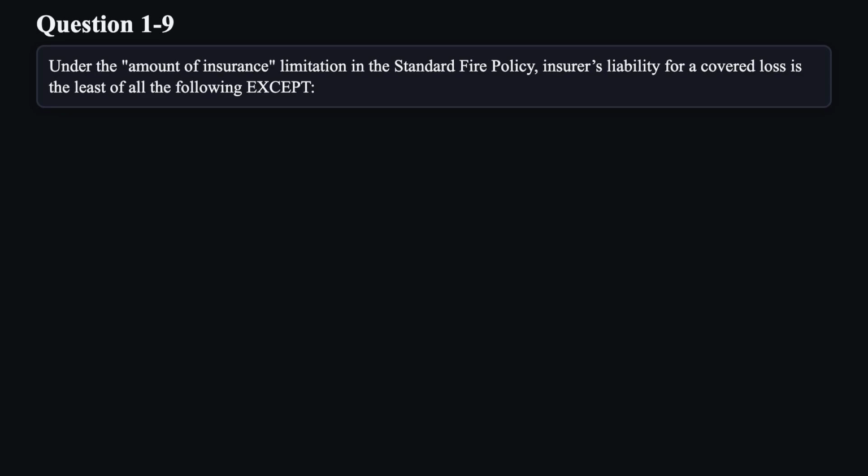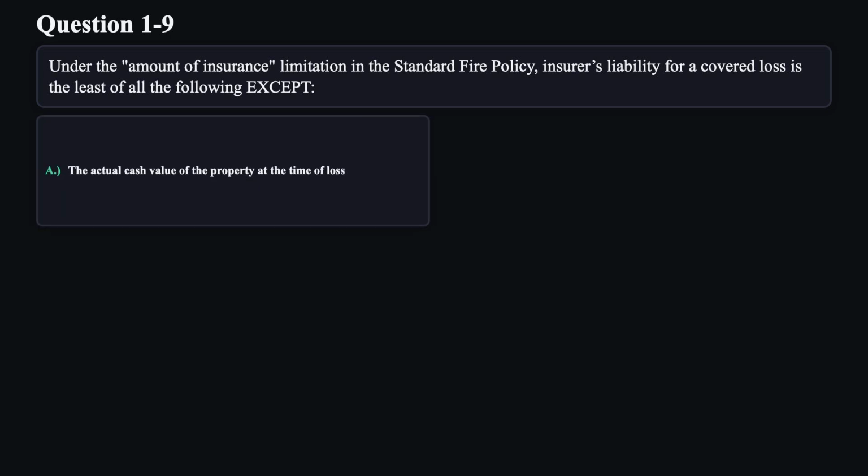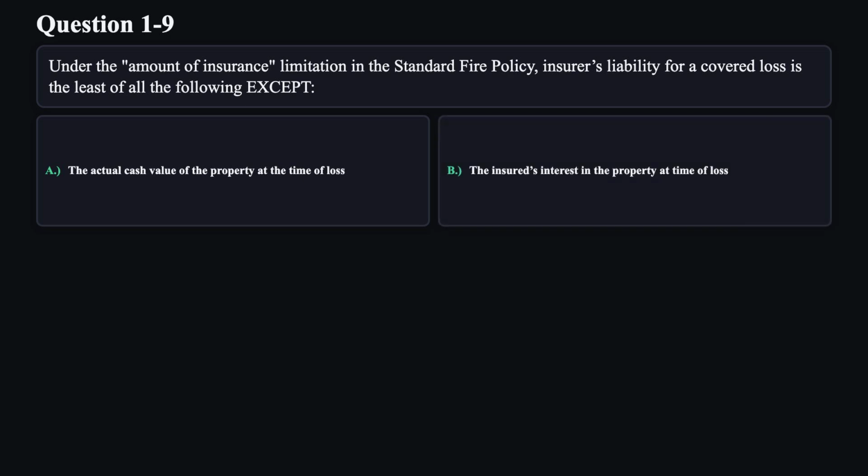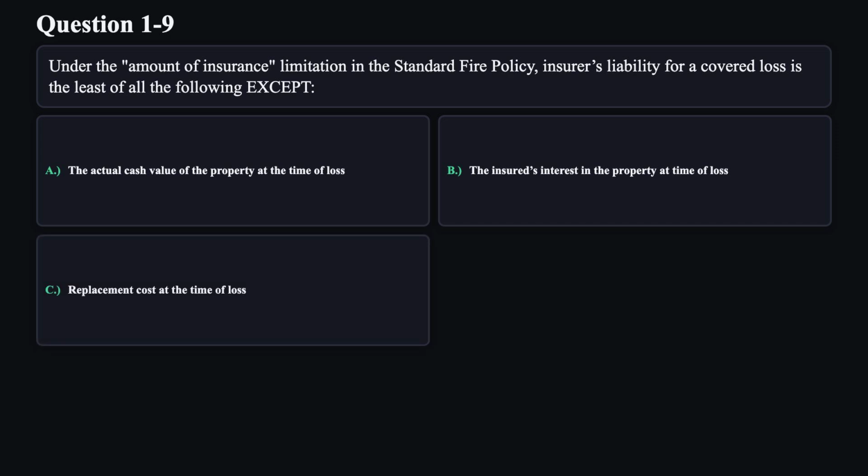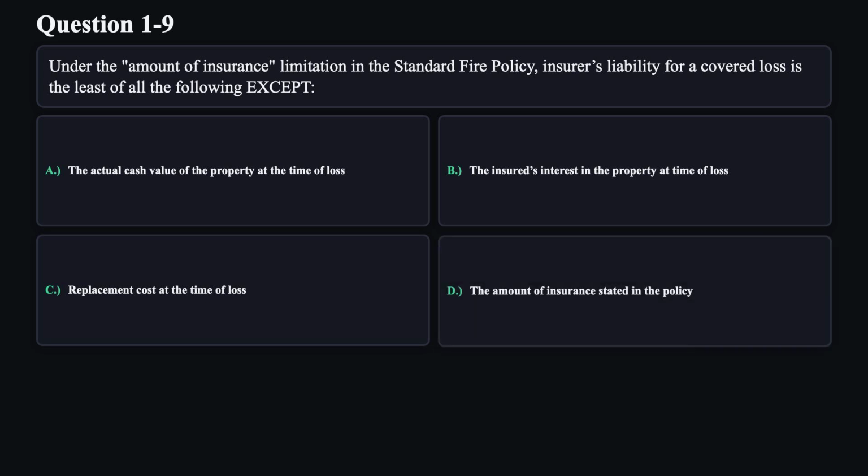Question 9. Under the amount of insurance limitation in the standard fire policy, insurer's liability for a covered loss is the least of all the following except A. The actual cash value of the property at the time of loss. B. The insured's interest in the property at time of loss. C. Replacement cost at the time of loss. D. The amount of insurance stated in the policy.